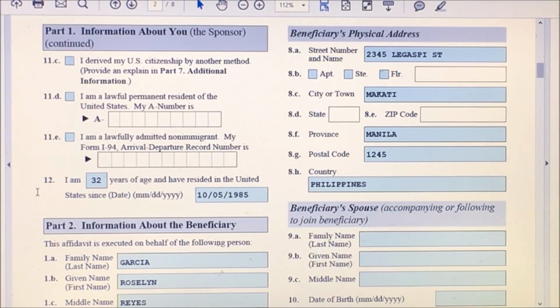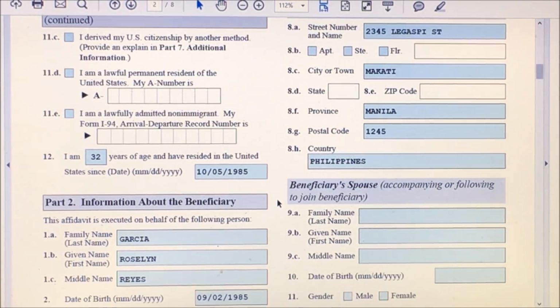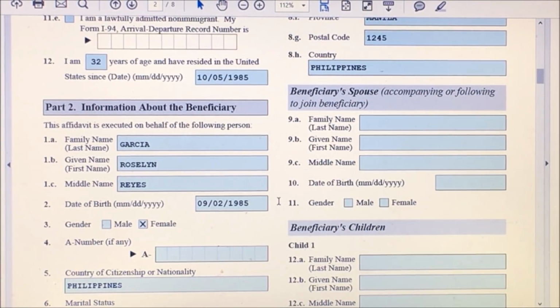The number 12, I am, so years, your age, and have resided in the United States since, so the date, the month, and then the year. So since my petitioner is a U.S. citizen since birth, we type here his birth date. Okay, so on Part 2, information about the beneficiary.